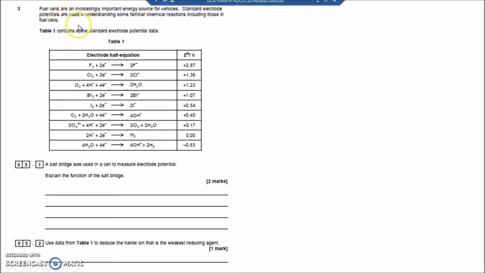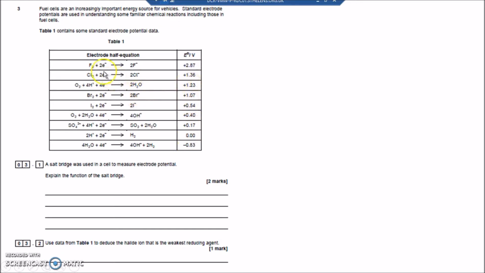Question 3. This question is about fuel cells, and we've got electropotentials here. These are all half equations. They're all reductions. If you consider that oxidation is loss and reduction is gain, they're all gain of electrons. The larger the value, the more likely it is to go ahead. So this one's very likely to go ahead to make F- ions. This one's unlikely to go ahead because it's the lowest value and it's minus. Something that's positive will go ahead, something that's negative won't go ahead.